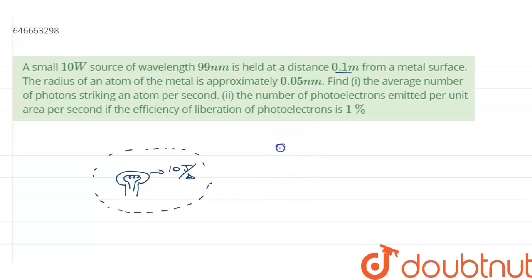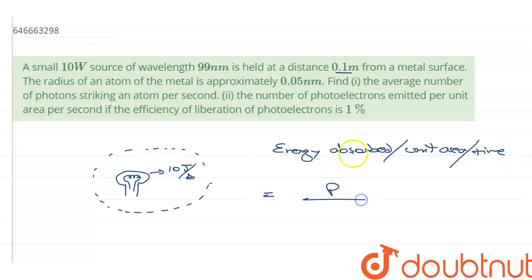unit area, energy absorbed per unit area, and since we are given the power, so per unit area per unit time will be equal to this power divided by the surface area of the sphere, which is 4 pi r squared, which is 0.1 meter. 0.1 squared is equal to 10 upon 4 pi 0.1 squared.